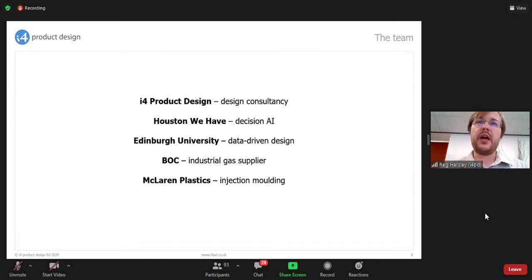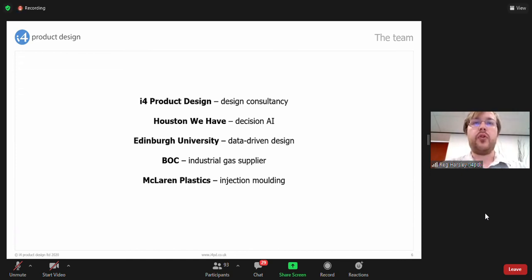So the team that we had for this Innovate UK project was i4 Product Design as the lead member. We were using our experience of working with manufacturers and getting estimates in for parts, so we're using our expertise to lead the project that way. We have a company called Houston who are specialists in using artificial intelligence to augment human decisions. We've got researchers from Edinburgh University, one of whom I think is in the audience at the moment, who specialise in data-driven design and manufacturing.